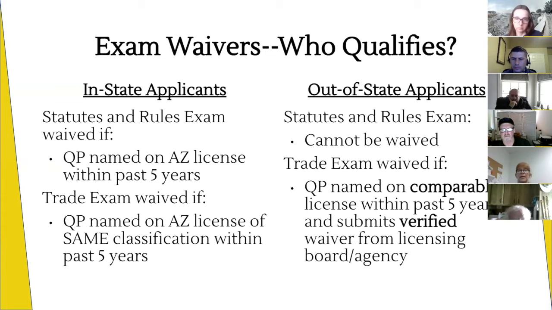Now, if you have been on an out-of-state license, say in Ohio or California, and you were the qualifying party on a residential B general residential license, you would fill out our trade waiver form. You fill out the top, and the other state fills out the bottom. You would submit that to your other state board, and when they send it back to you, you would submit that with your application. There is a place on the portal to upload that information. The statute and rules exam, however, cannot be waived from a qualifying party coming from out of state. Our statute and rules exam is specific to Arizona rules and laws.